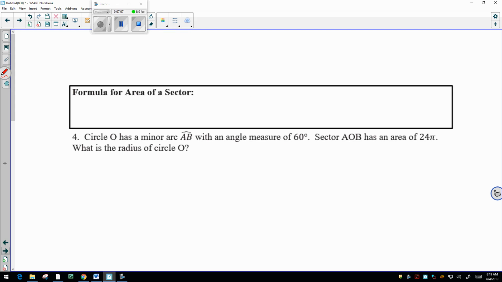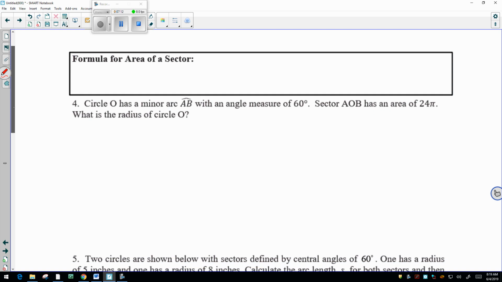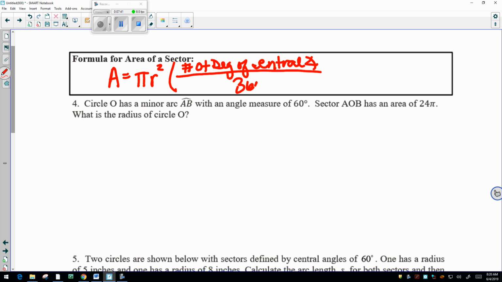And we need to have a formula for this. So think about how we did our last one with arc length. We basically said I'm going to find only a certain number of degrees of the circle. So same thing here. To find the area of this, I would be saying I want to find the area of the circle, so pi r squared. But I only want a certain number of degrees. So same thing, we're going to have the number of degrees, and again, of the central angle. Okay, and we're going to divide that by 360.